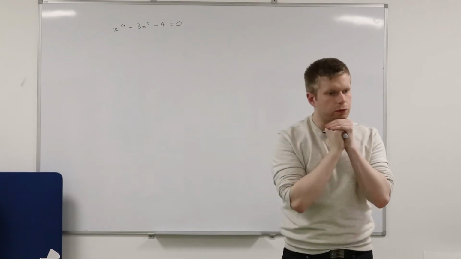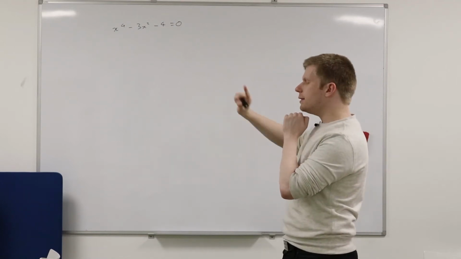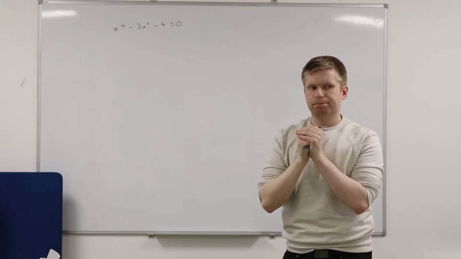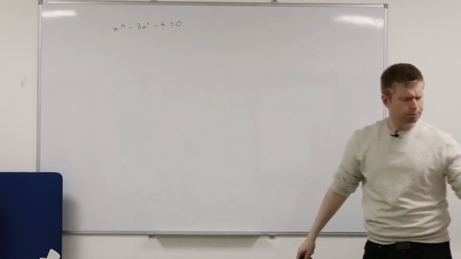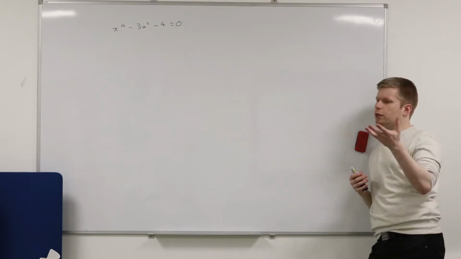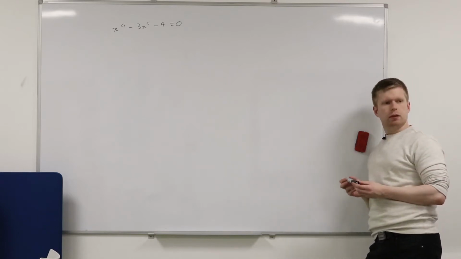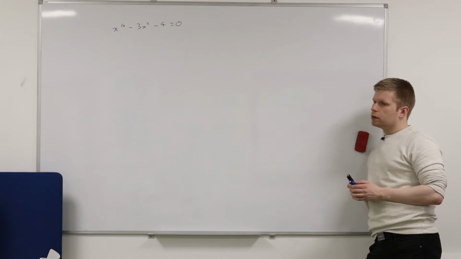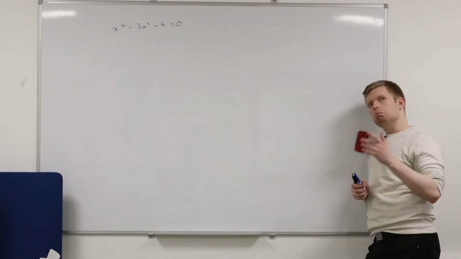Let's have a look at this one first. Now, is this a quadratic? Yeah, maybe. What do we reckon? Well, what's the condition for it to be a quadratic? It must be ax² + bx + c.